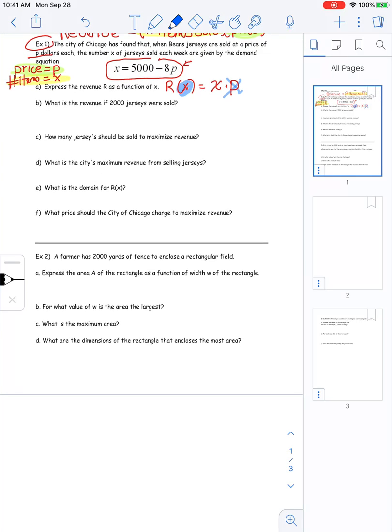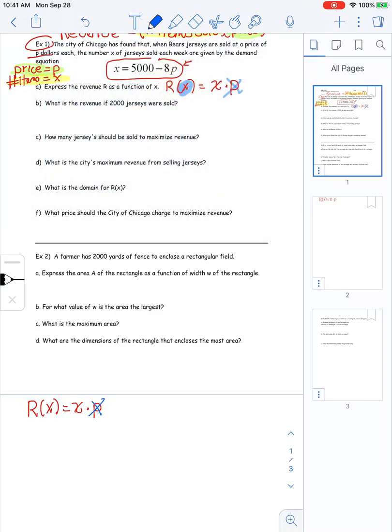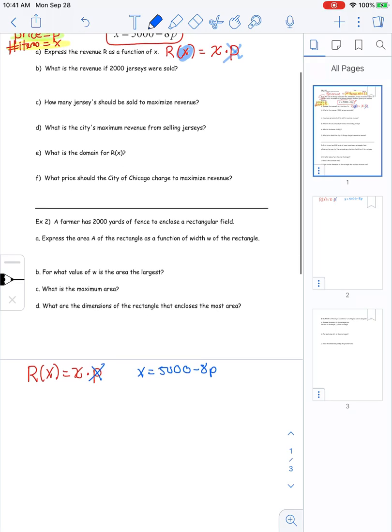Now, some of this is going to take a little work, so I'm actually going to move down to the bottom to show some of my work. I have this equation, X times P. I'm trying to remove the P from the equation and I need to replace it with something. So if I go to the demand equation that we were given, this was the equation that compared the number of items sold based on the price.